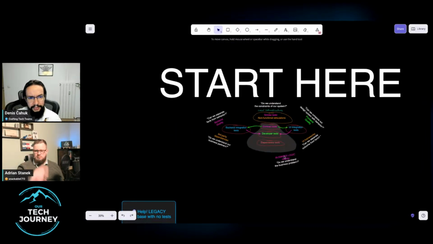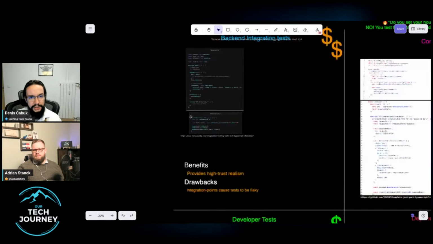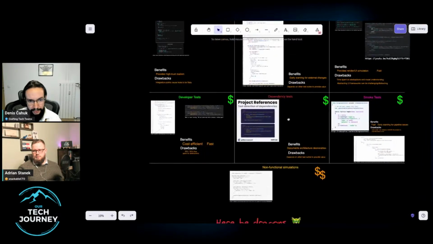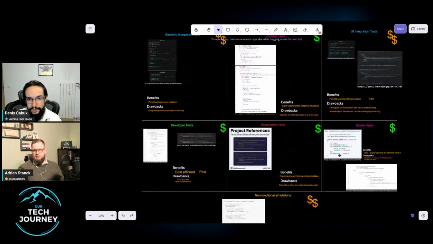So the code example we had, the integration tests we looked at, where were we before? I wanted to show something real quick. Smoke test. I think we showed the smoke test.